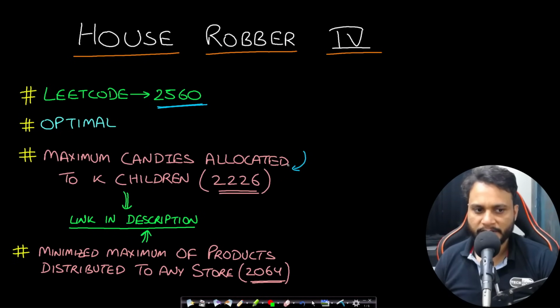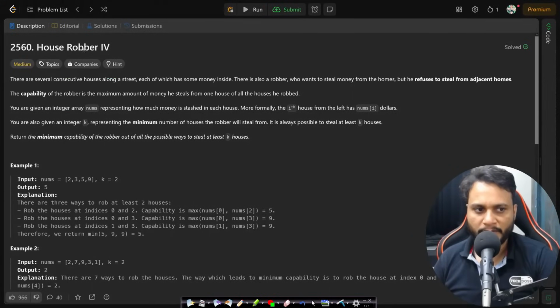After having solved the maximum candies allocated to K children problem from Leetcode number 2226, and minimized maximum of products distributed to any store from 2064. I have already explained both these videos in detail, so you will find the links in the description below. You can go ahead and check it out after solving this problem.